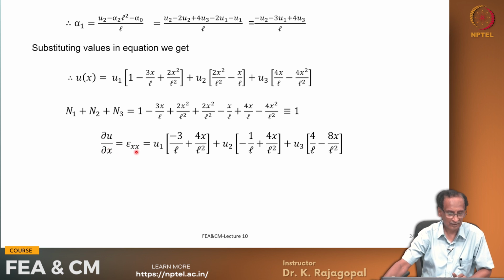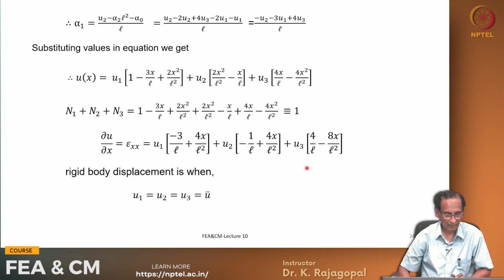Then our strain, dou u by dou x, is epsilon x. That is, if you differentiate, u1 times minus 3 by L plus 4x by L square, plus u2 times minus 1 by L plus 4x by L square, plus u3 times 4 by L minus 8x by L square, right.